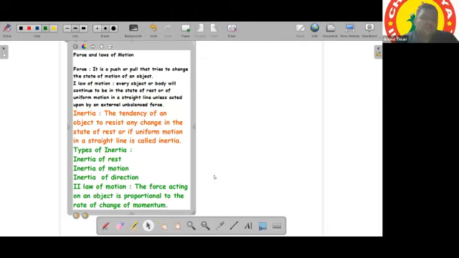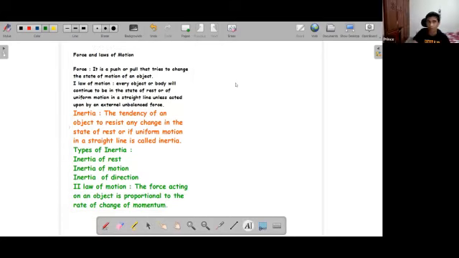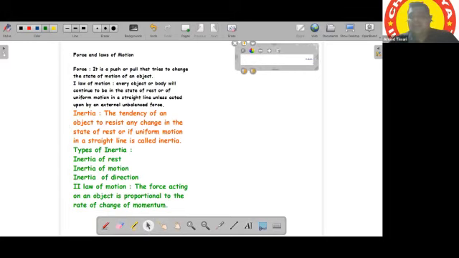And is momentum a vector quantity or scalar quantity? Sir, vector. Okay, momentum is a vector quantity. So what is the direction of momentum? How do we take the direction of momentum?